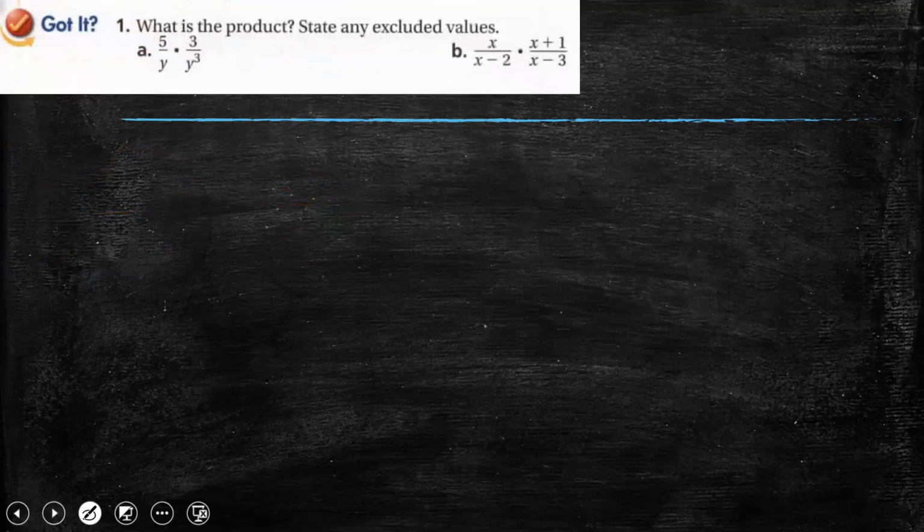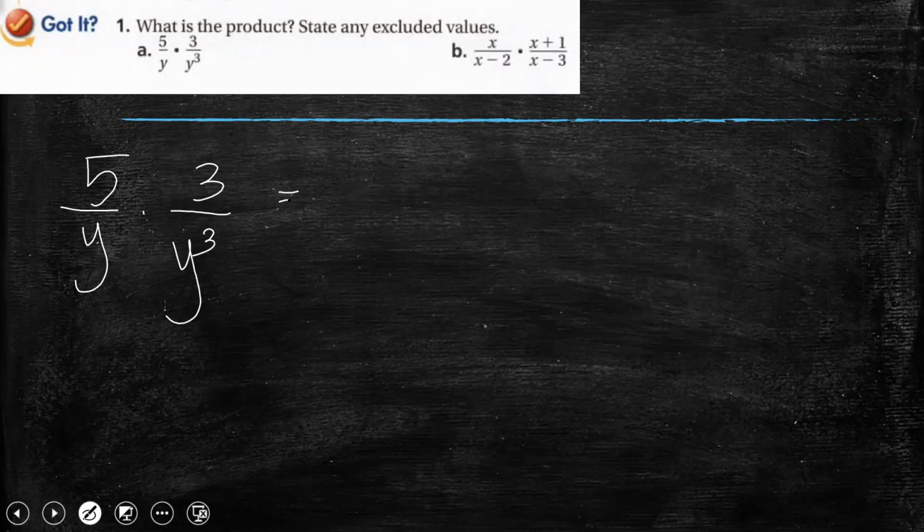Now, let's solve this one. If we have 5 over y times 3 over y cubed, and you want to multiply them, what do you have to multiply first? The numerators. 5 times 3 is 15, over y times y cubed, which is y to the power 4. So this is the product.